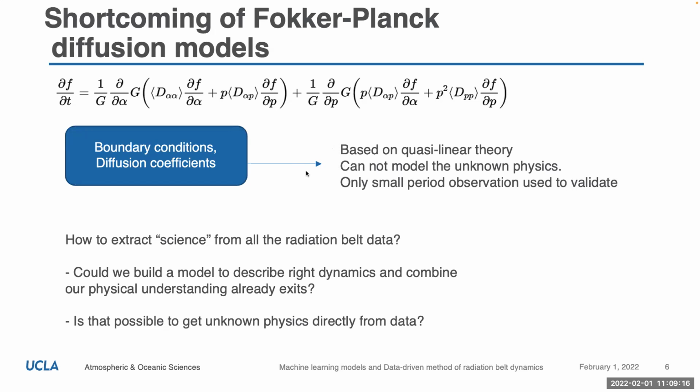So the overarching question and the major goal of our study is this: how could we extract science from all the radiation belt data? More specifically, we want to answer these two questions. Could we build a model to describe radiation belt dynamics and combine it with our existing physical understanding? And is it possible to directly get unknown physics from data?